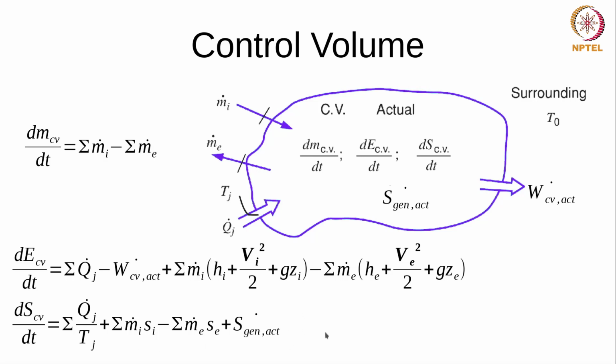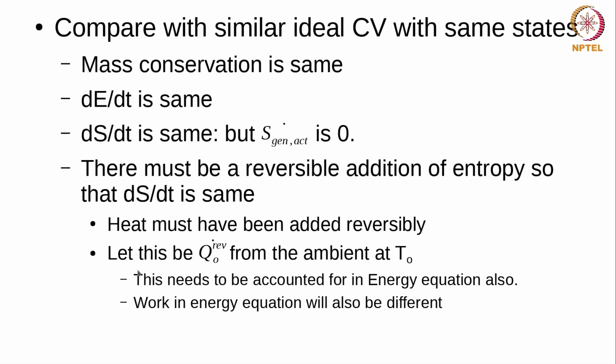So if I'm going to add heat here, that also has to be reflected in the energy equation. So that is what we are going to see. There must be reversible addition of entropy. This is a reversible process, an ideal process, so it has to be reversible, but there has to be addition of entropy. That can be achieved by adding heat reversibly. Now this heat can be from any source. What we are going to assume is that this heat is from the ambient. It has to be reversible. That is easy if we have a constant temperature source, which is, for example, the ambient.